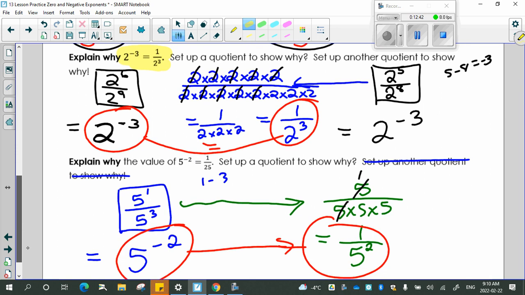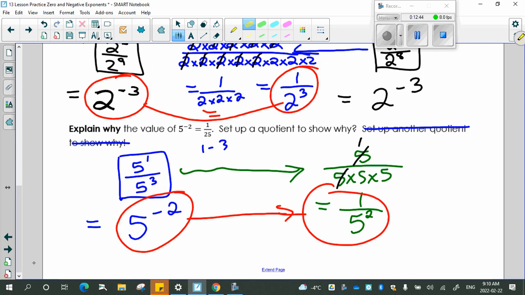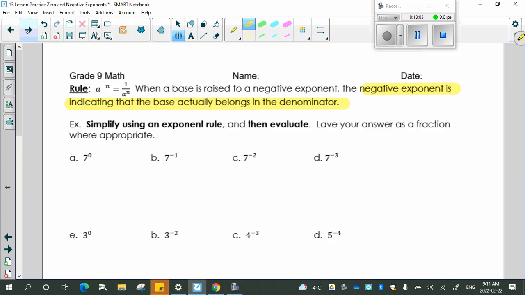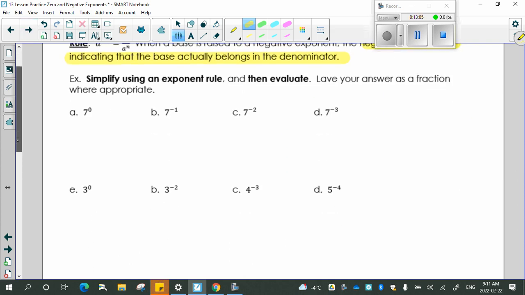When we had 5 to the negative 2, it was actually 1 over 5 to the positive 2. You move the base to the denominator and you have the positive exponent. 2 to the negative 3 is actually 1 over 2 to the positive 3. Base moves down to the denominator, positive exponent. All right, so let's try simplify using an exponent rule and then evaluate.